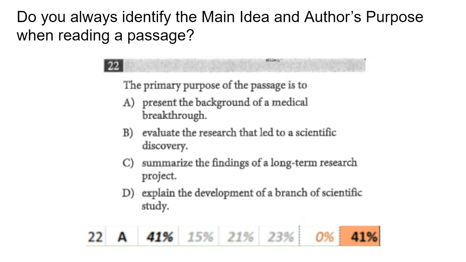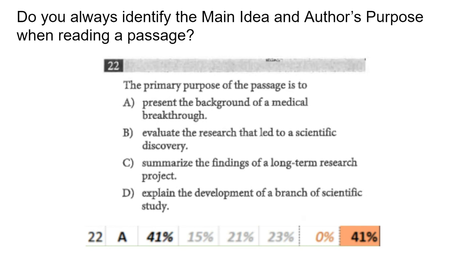So this question is question 22. On this question, only 41% of us got it correct. It is just asking the primary purpose of the passage. So the question I ask you is, do you always identify when you're reading a passage the main idea and the author's purpose when you are reading?